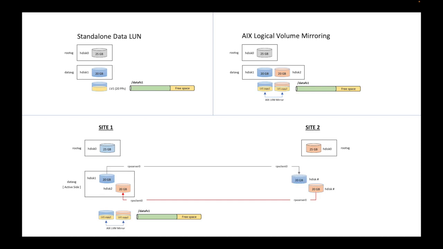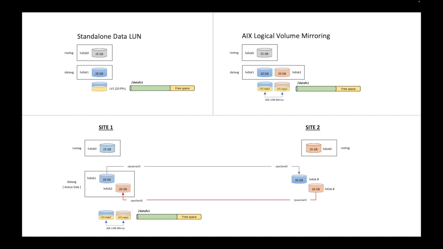Now, in order for me to redirect that relationship, if I wanted to flip back and forth between the two sites, I do have to maintain those RPV server and RPV client relationships. And if I use GLVM in a standalone fashion, that's an actual manual process. Now, I can go ahead and do this manually, but there are better ways to actually achieve this.